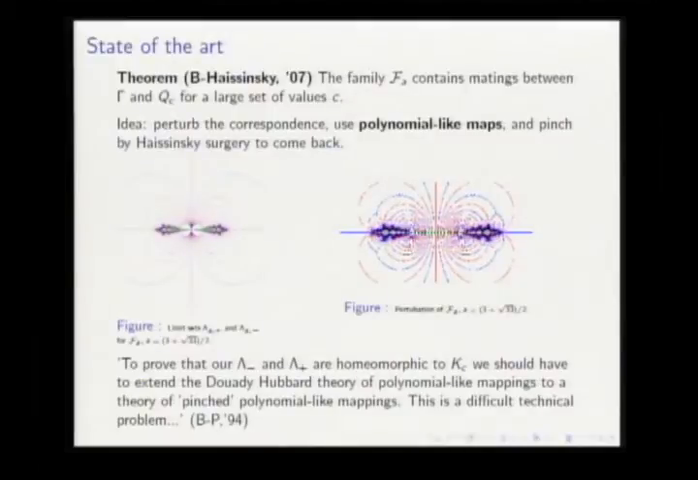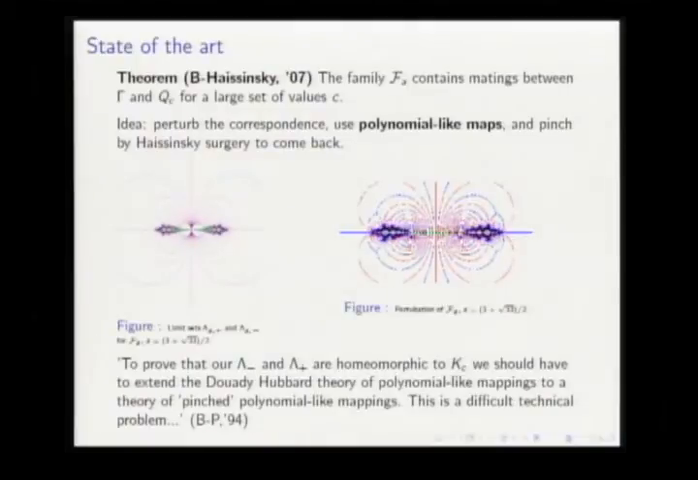In the '94 paper, this is a quote from there. They say that to prove that lambda minus and lambda plus are homeomorphic to a filled Julia set, we would have to extend the Douady-Hubbard theory of polynomial-like mappings to a theory of pinching polynomial-like mappings. This is a difficult technical problem. It was a difficult technical problem indeed, and it's the result of my PhD thesis. I'll show a picture after, but first, I'd like you to concentrate on this picture here, how it looks like.